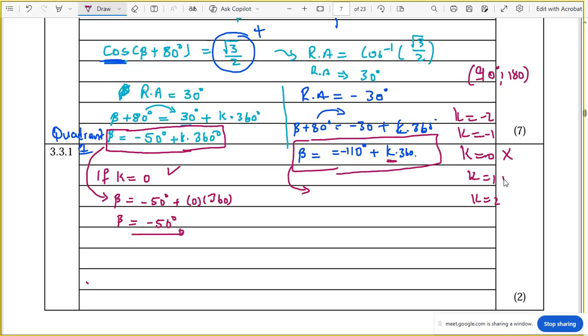Then you test for 1. If this is 1, you're going to get 360 plus what? 360 plus -110. What do you guys get? What is your answer? Where there's k, we put 1, 360. You just have to add the two. -110 plus 360. What is your answer? Anyone?